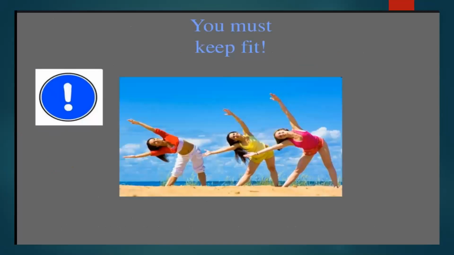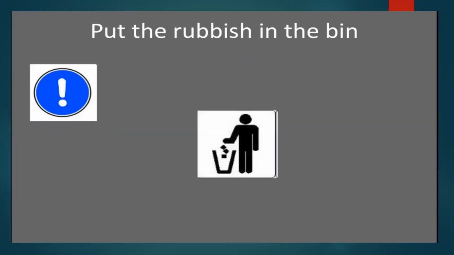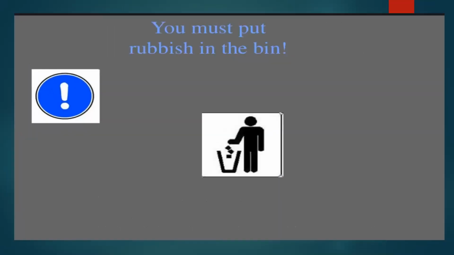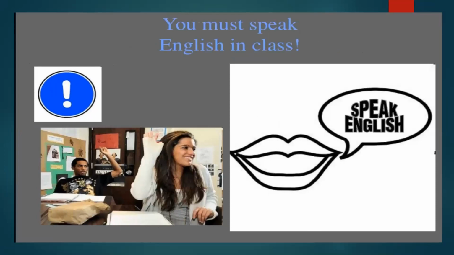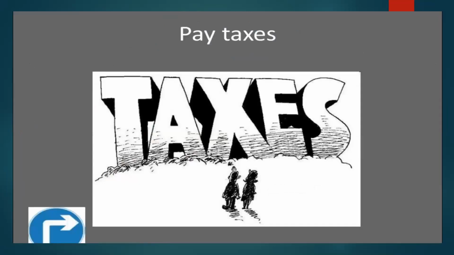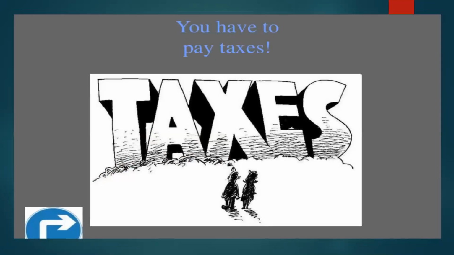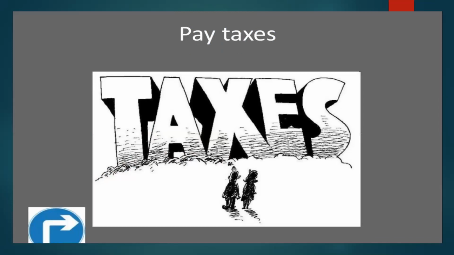You can see the picture. You must keep fit to stay healthy. So you can see here, you must speak English in class, where the teacher is advising you, giving you the order to obey: you have to speak in English. Pay taxes. Again, it is a strong compulsion. Someone is pressurizing you. It is also a strong obligation, but here there is external compulsion, outside pressure. You have to.